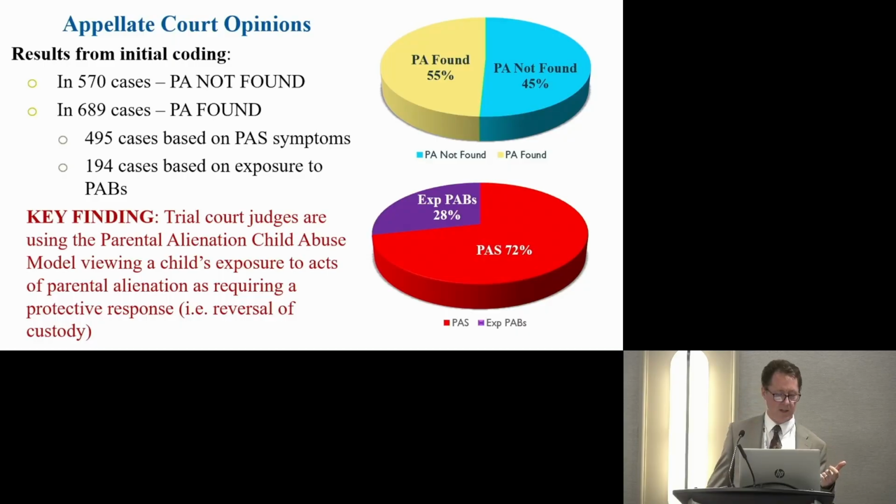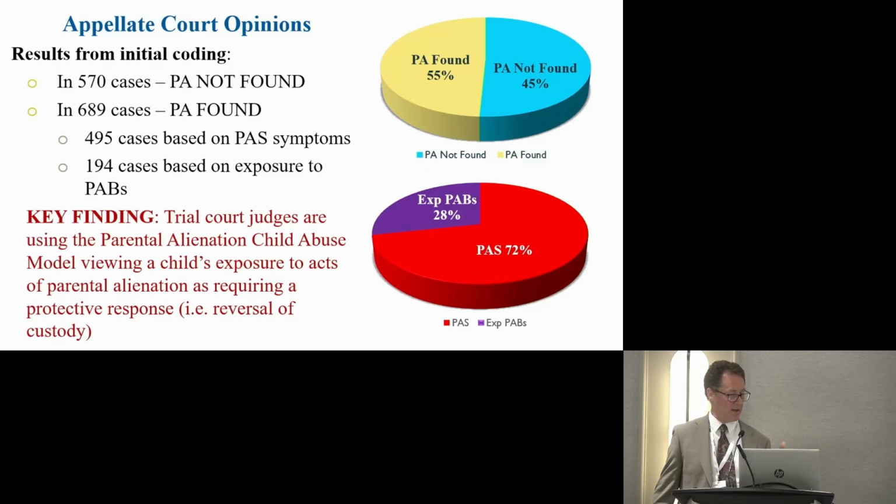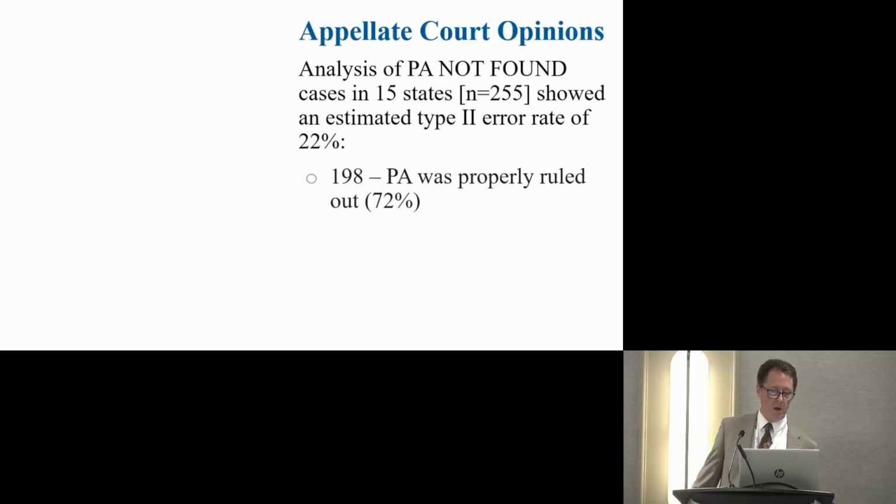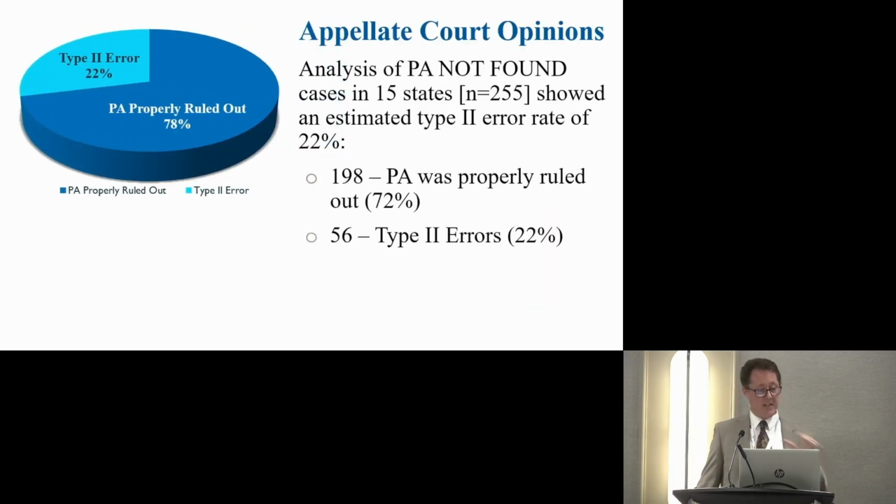So this is our key finding, one of them. Trial court judges are using the parental alienation child abuse model, viewing a child's exposure to acts of parental alienation as requiring a protective response, such as reversal of custody or modifying custody in such a way as to protect the children from further abuse. So next, we turned our analysis to looking back at the cases where the trial court did not find parental alienation.